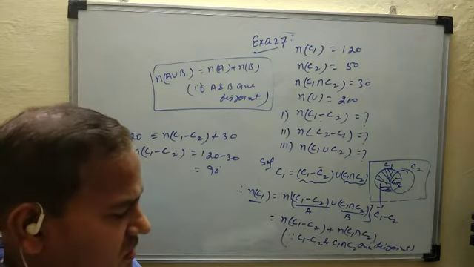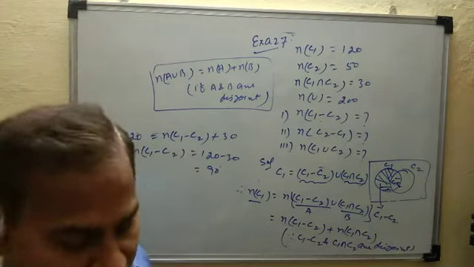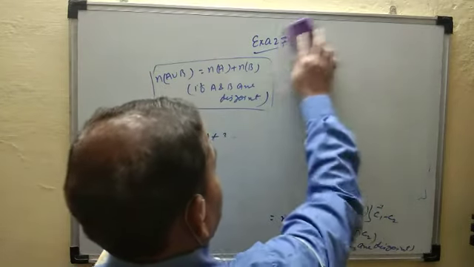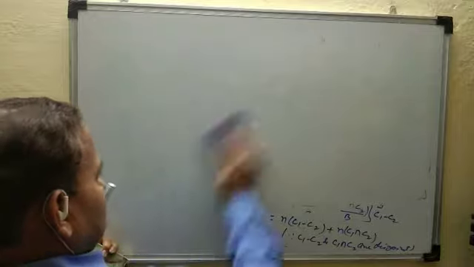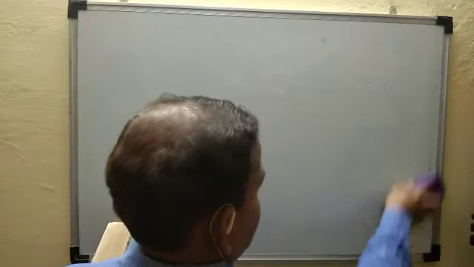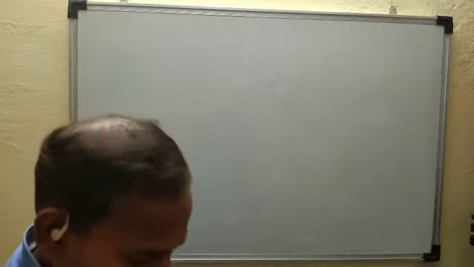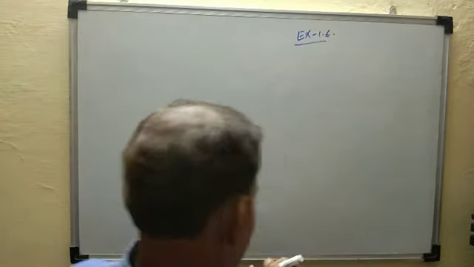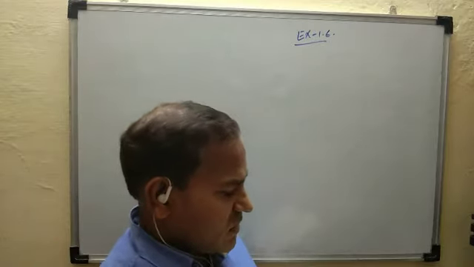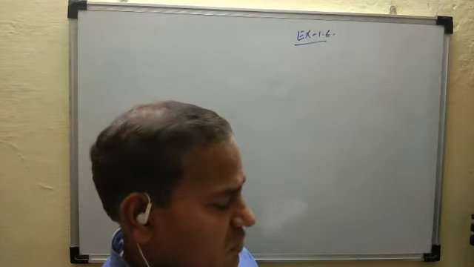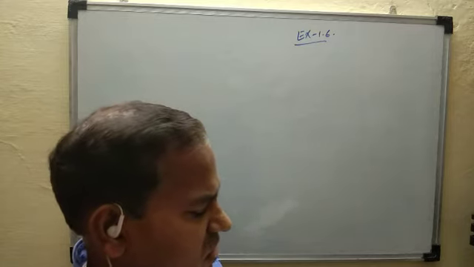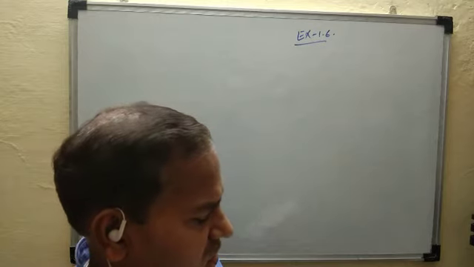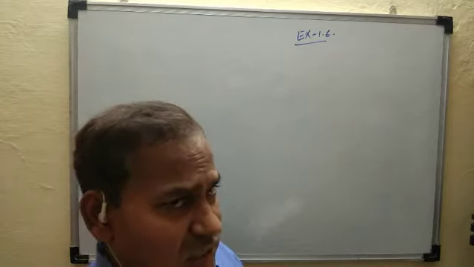So now start Exercise 1.6. First is easy, all are given. Find the fourth term. Second also. Third, in a group of 400 people, 250 can speak Hindi, 200 speak English. How many people can speak both Hindi and English? That is, find the intersection.